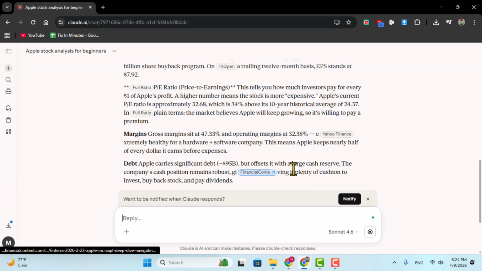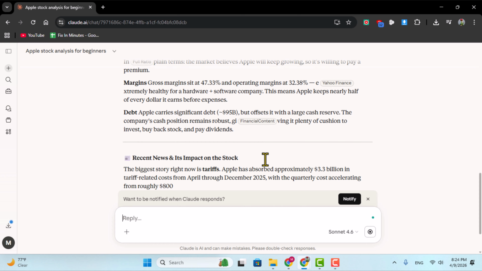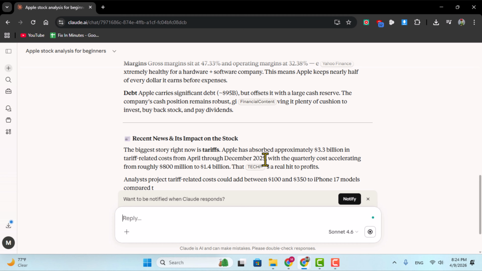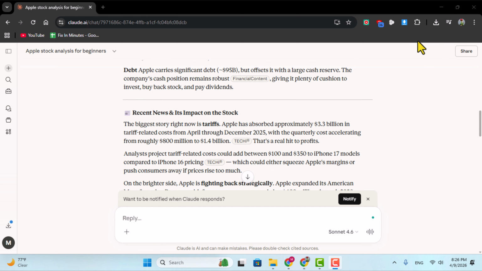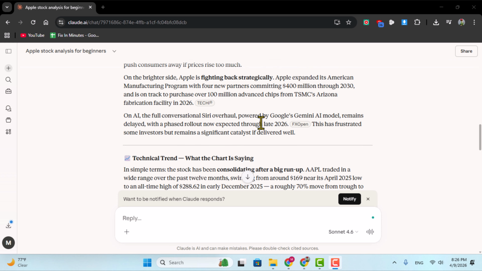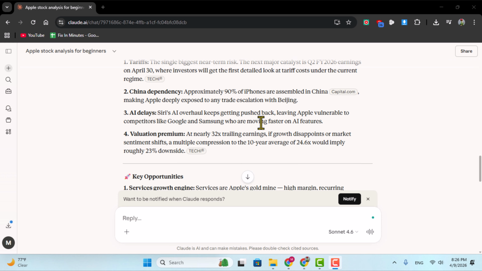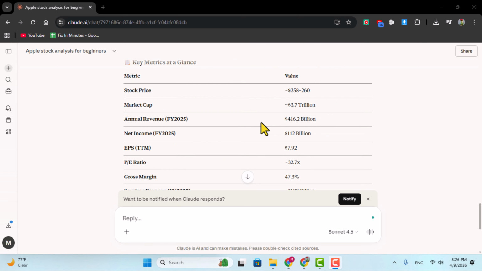The recent news section ties the numbers to what's happening right now. The technical trend gives you a short-term sense of price direction without needing to read charts yourself. Risks and opportunities keep the analysis honest and balanced. The final verdict is your at-a-glance takeaway, and the metrics table is easy to screenshot or compare across companies.